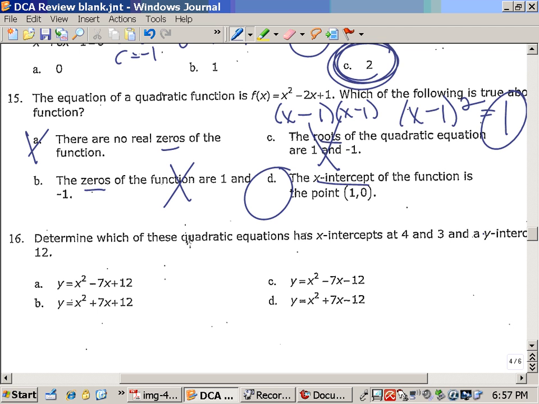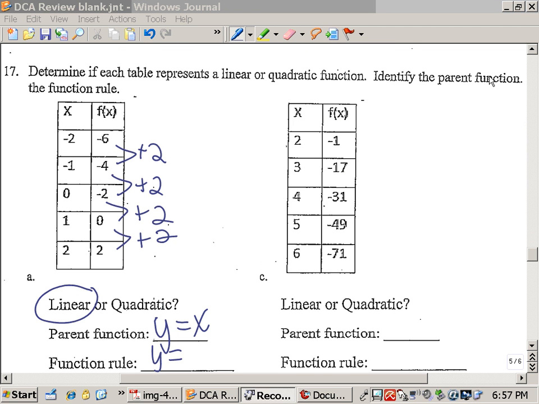Number 16 we did in class. The answer was A, because if you factor this, you get x minus 4 and x minus 3. And remember, when you do the solutions, you have to do the opposite of the factors. Okay, number 17A we did in class as well.